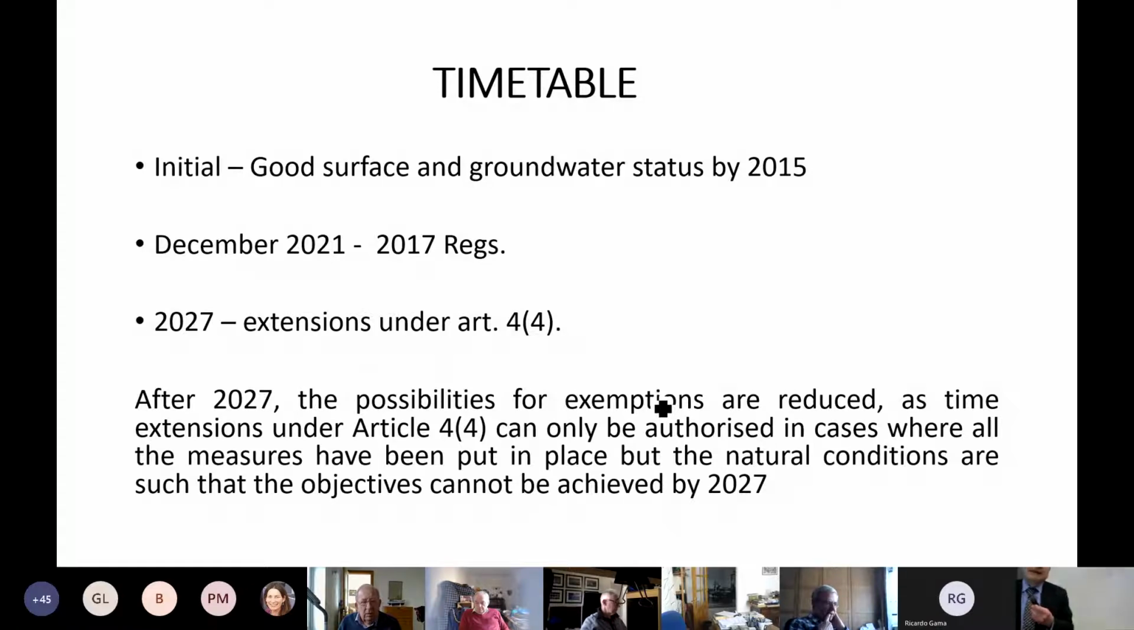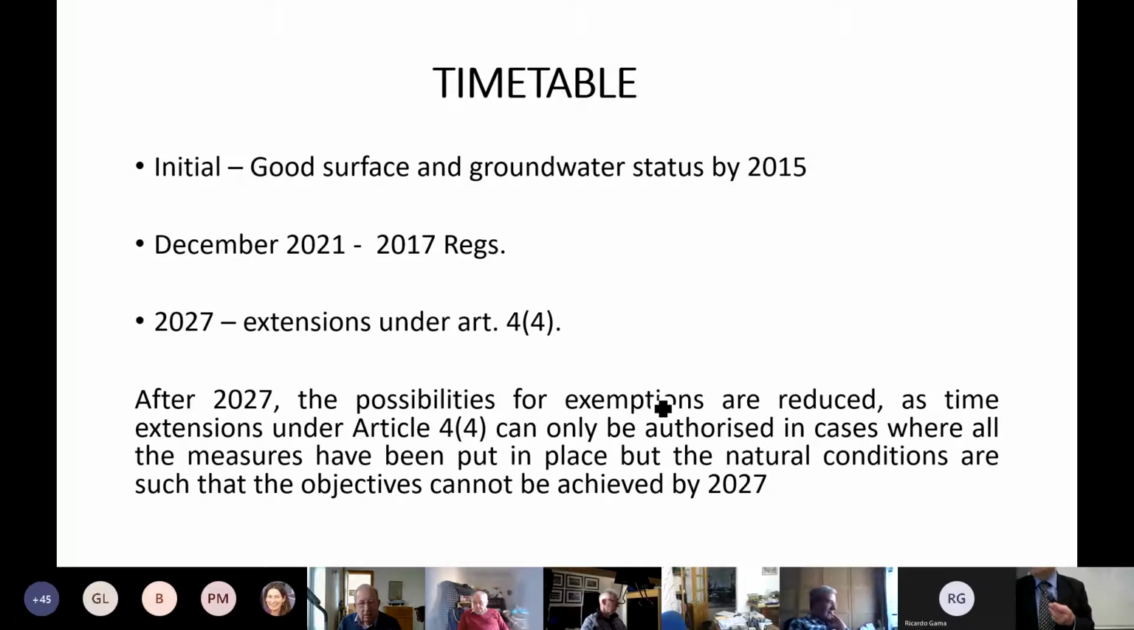Unfortunately, I think the Commission got slightly over-optimistic in 2000, because we were supposed to have good surface and groundwater status by 2015. That's obviously passed. 2017 regs extended that to December 2021, possibly to 2027.